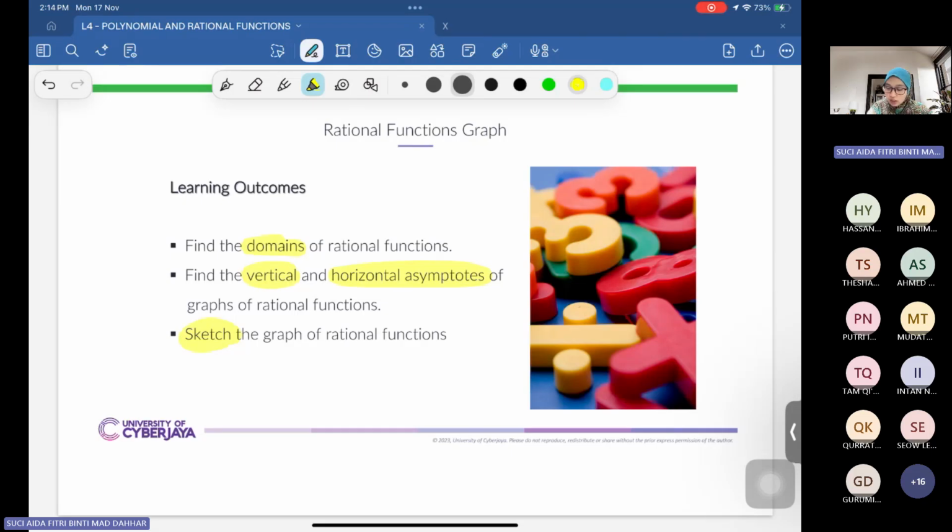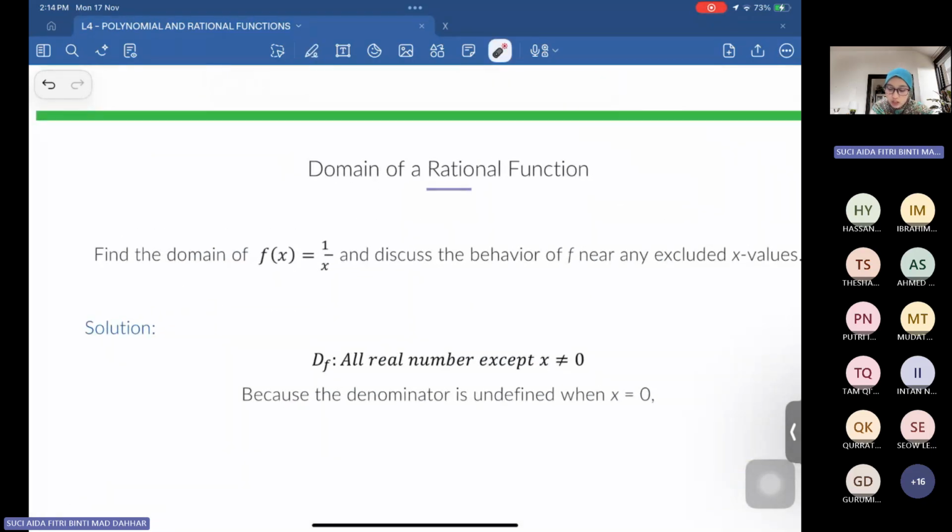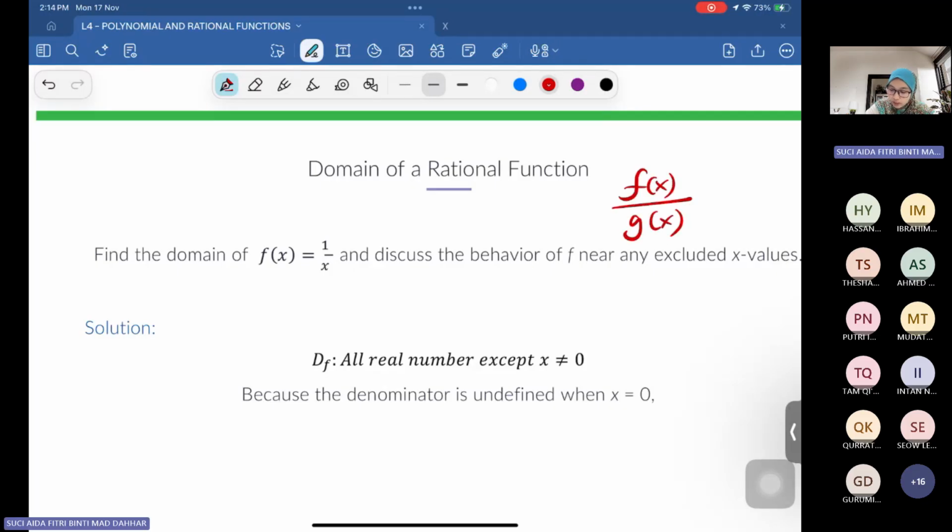Okay, so let's start with the definition of rational functions. Any function that can be written as a ratio, that means a fraction. You could have a function on the top, another function in the bottom, but both of these must be polynomial. It must be a polynomial divided by another polynomial. Then you will get a rational function.